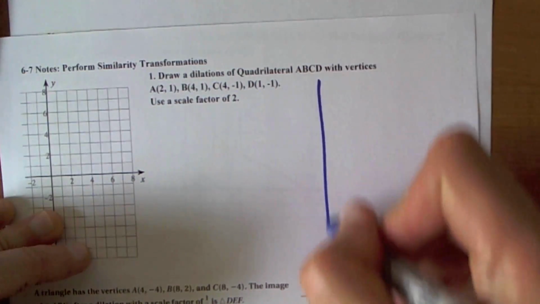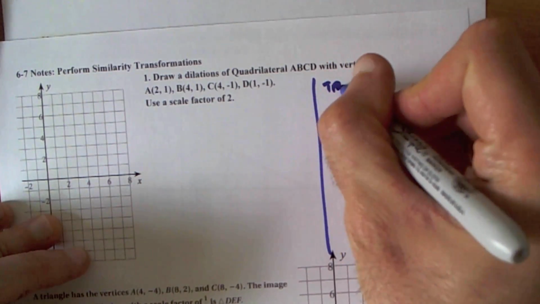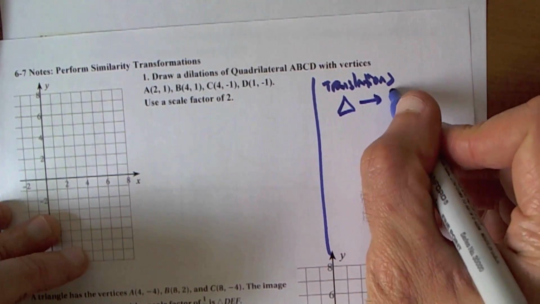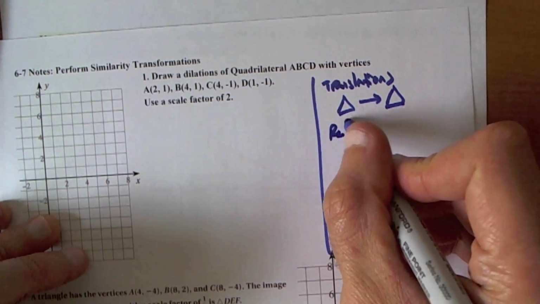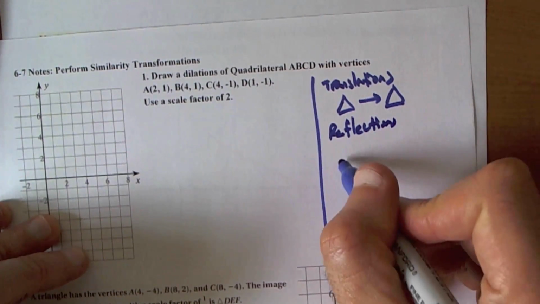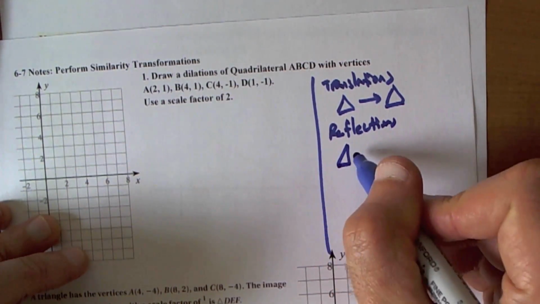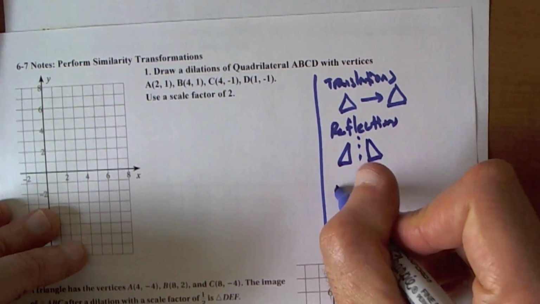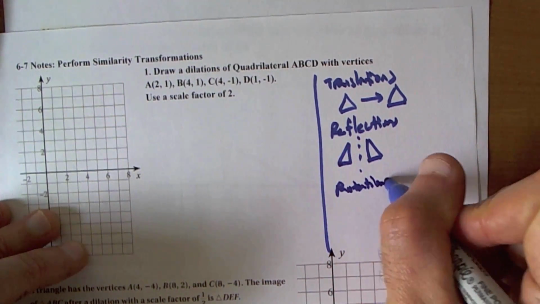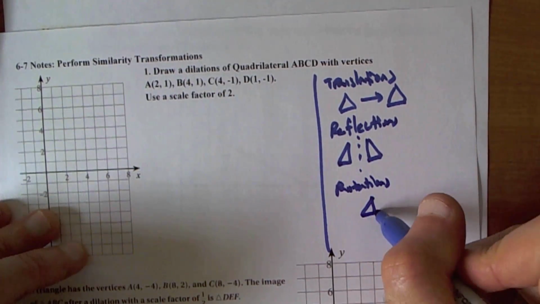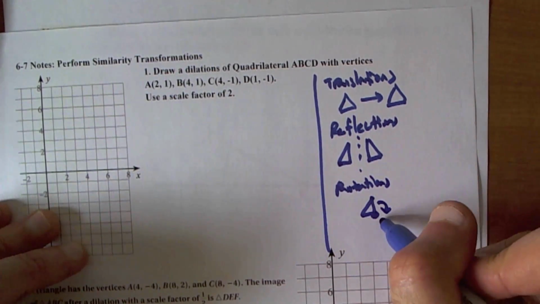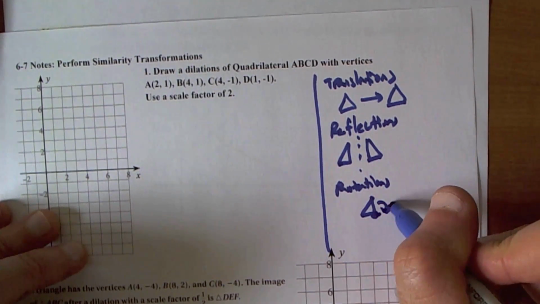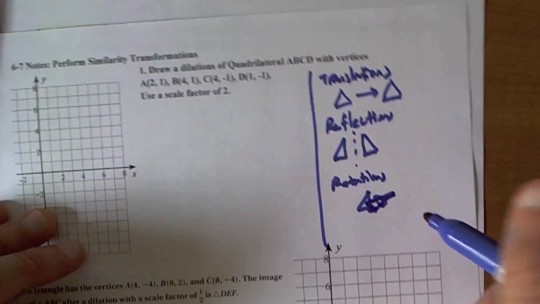Sorry, I'm just going to borrow this space right here. We had translations, where you took a figure and just slid it over here. We had reflections, where you have this triangle and a line, and you reflect it over that line. Then we had rotations, where you had this figure and a point, and you would rotate it however many degrees, so this would be the new rotation.